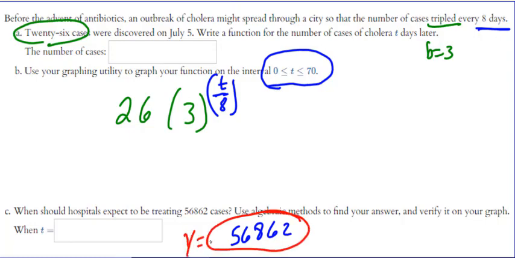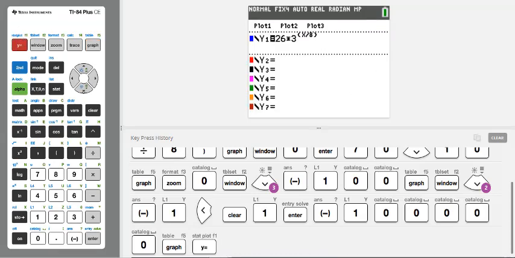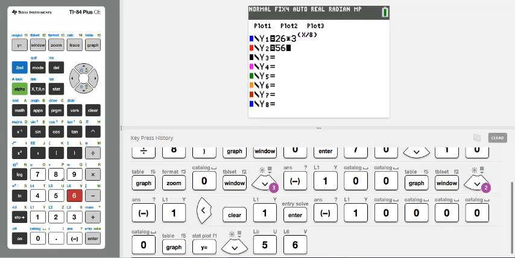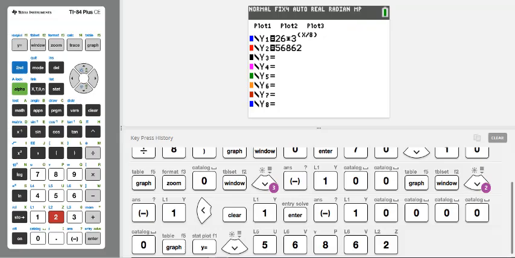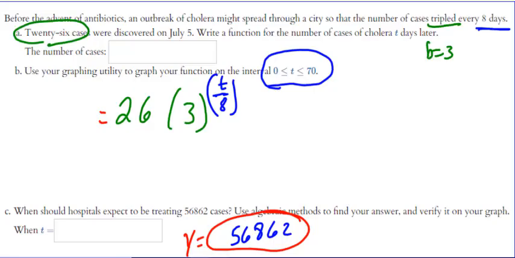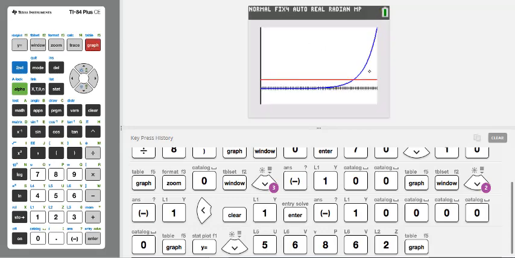So my Y is that because this is my initial amount right here, which is really my Y intercept, right? So 56,862. So what I need to do is go Y2 is 56,862. I think that's right. Yeah, 56,862. Now hit graph. And now I just want to find an intersection.